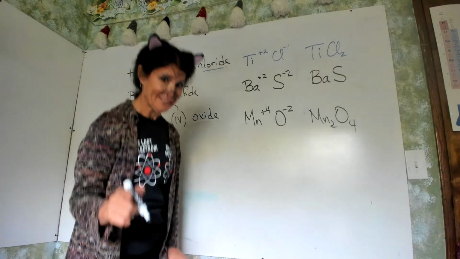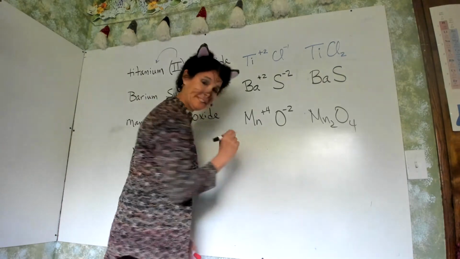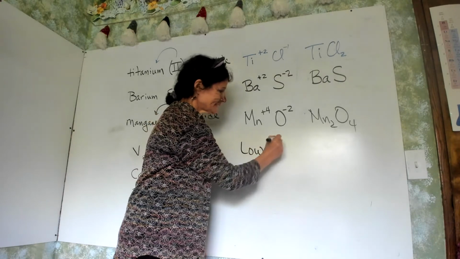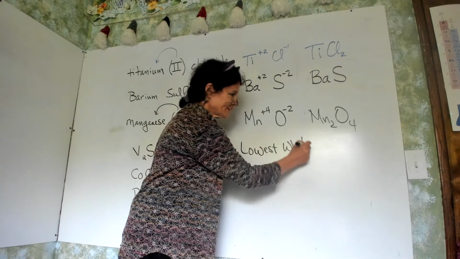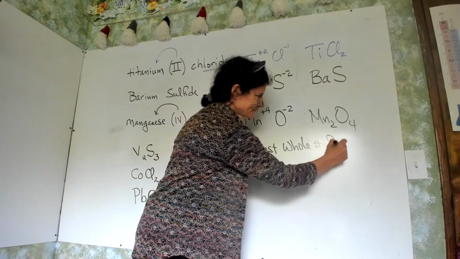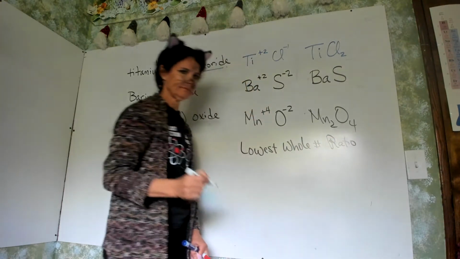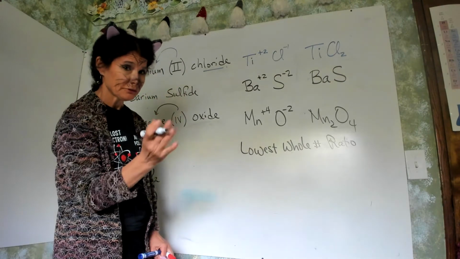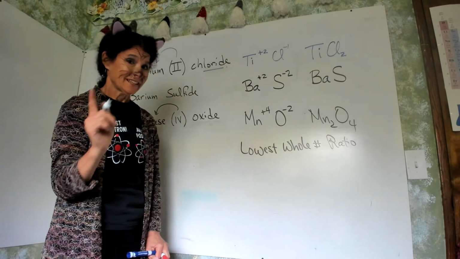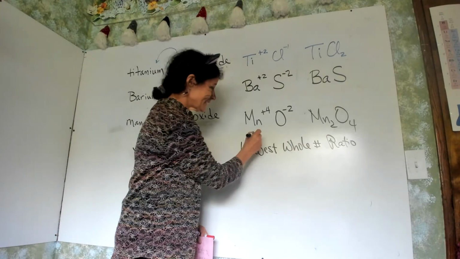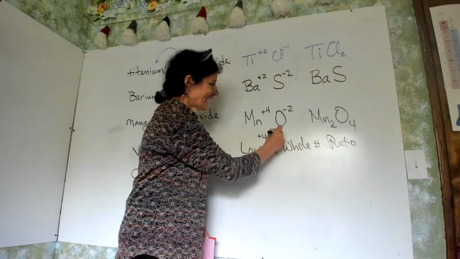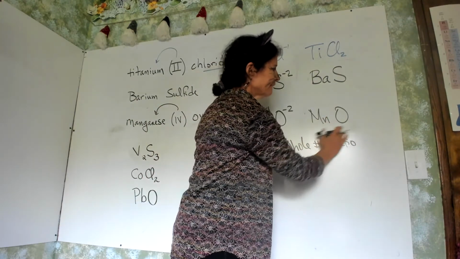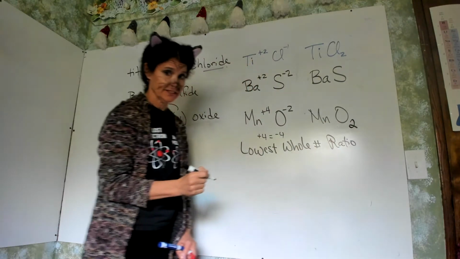It is a ratio. Maybe I didn't write this. I did write that it was a ratio. It is the lowest whole number ratio. It's like a fraction. 2/4 can be reduced. So the other way to think of it is the common number these had was a charge of 4. You only need 1 Mn for every 2 oxygens.